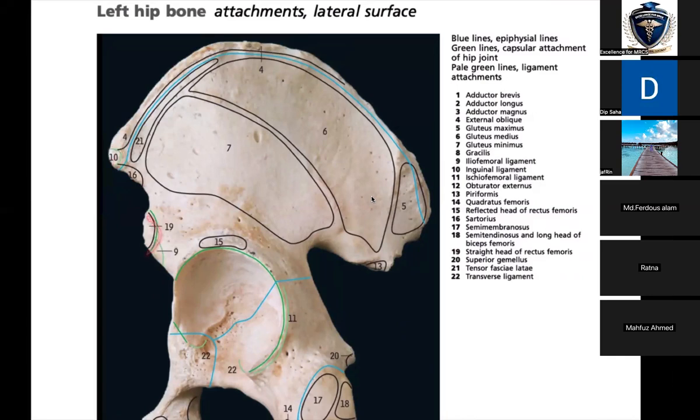Now tell me, what is number 19? Rectus femoris. Yes, which head? Straight head. And which structure is coming from number 15? Reflected head of rectus femoris. Okay, very good. Now tell me, which part of this bone prominence is this? Posterior inferior iliac spine. And which structure is coming from number 13? Piriformis muscle. Okay, very good. Now tell me rapidly, which line is this one?